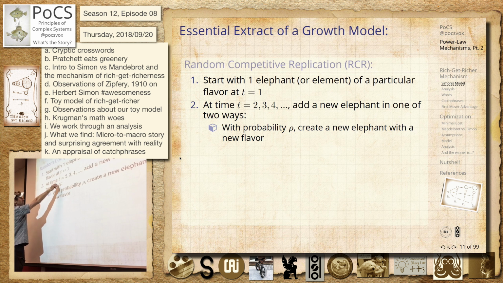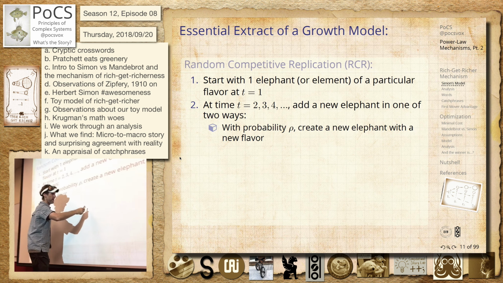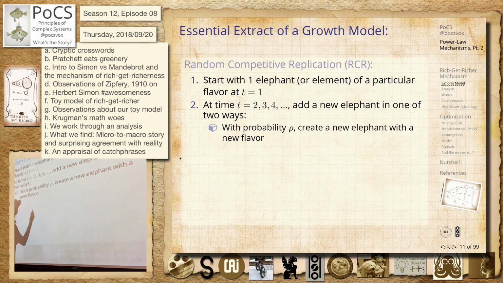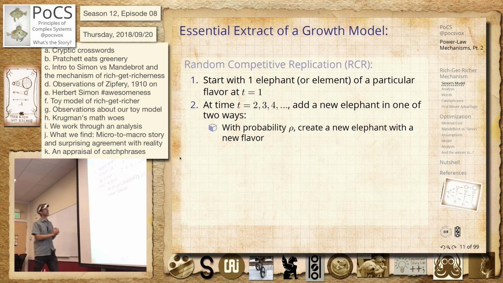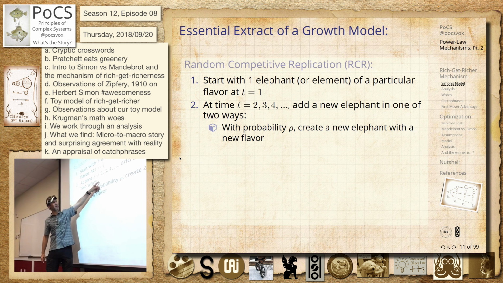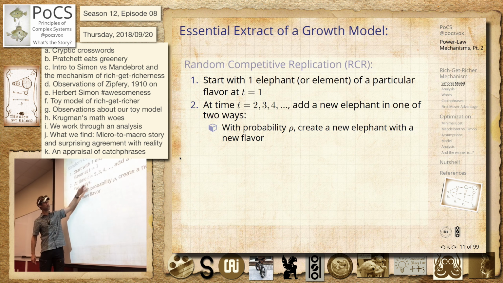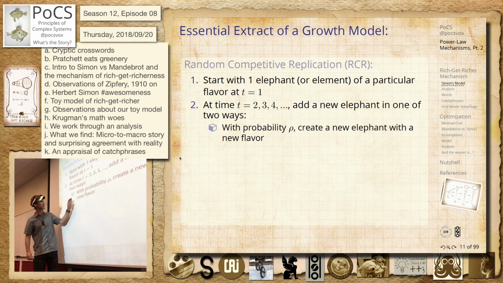Okay, time 2, 3, 4. We're just going to have this little clock. Very, very simple. I'm sure you can think of all sorts of ways to elaborate this, but we'll just keep it in this little box. We're going to add a new elephant, and it's going to have a different flavor. We'll think of colored elephants, different chartreuse elephants and all sorts of things.